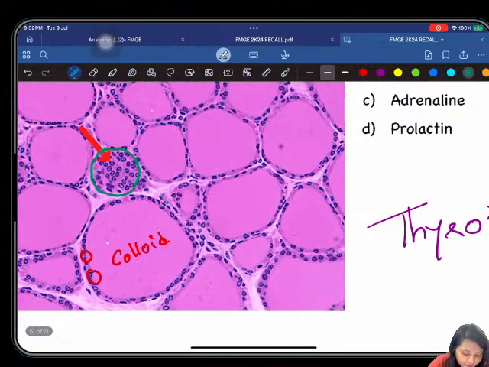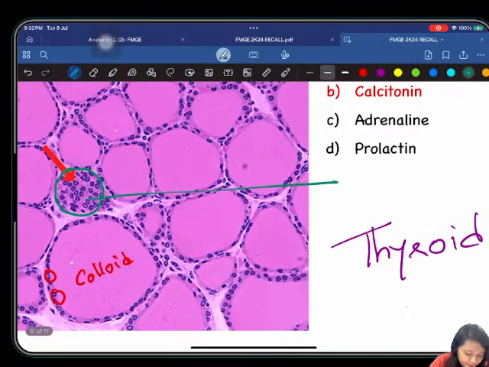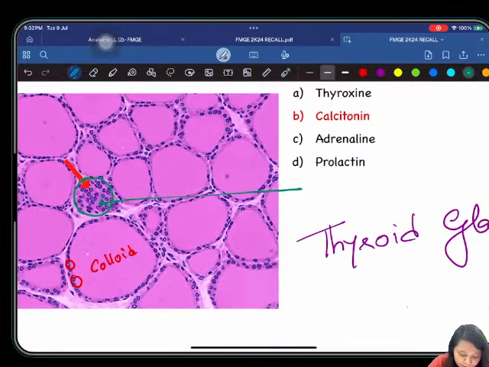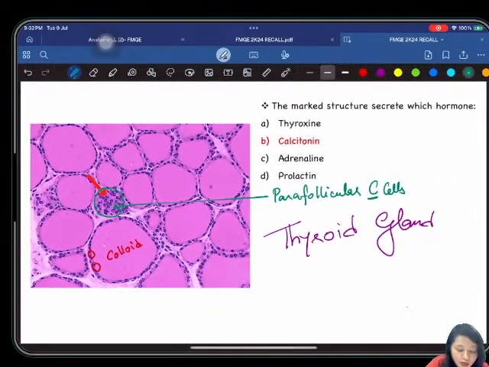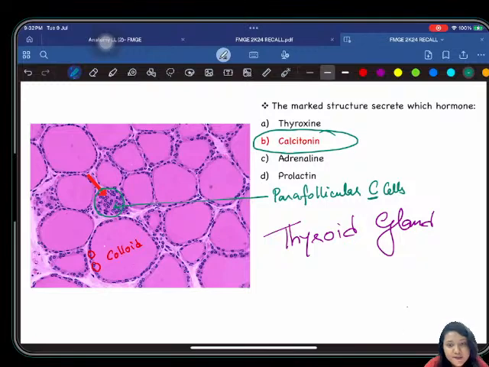are known as your, what are this group of cells? Anybody in the chat box? This group of cells are known as your parafollicular C cells. As in the name they have C, so the answer is your parafollicular C cells. They are going to secrete your calcitonin. I have already marked the correct answer. So those are the parafollicular C cells secreting the calcitonin. Okay, I hope everybody has marked this option correct.